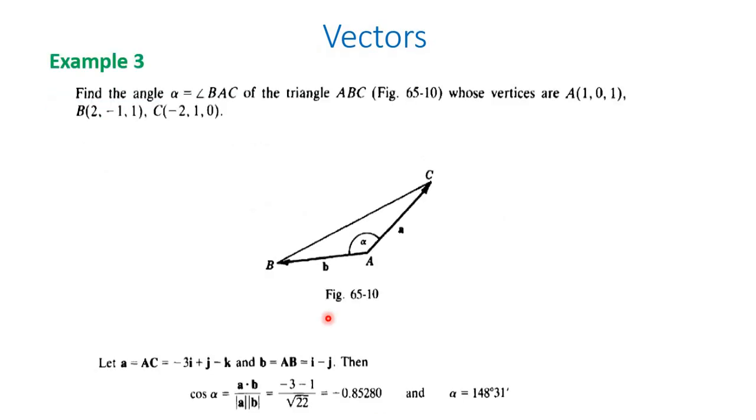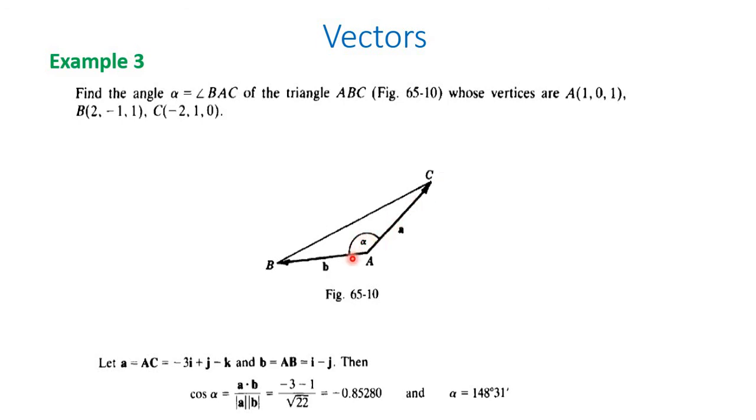Now let's have another example. Here in this case we have to determine the angle alpha between the sides at a vertex of a triangle ABC, whose vertices have been given as A equal to 1, 0, 1, B equal to 2, minus 1, 1, and C equal to minus 2, 1, 0. These are just the points of a triangle in space.